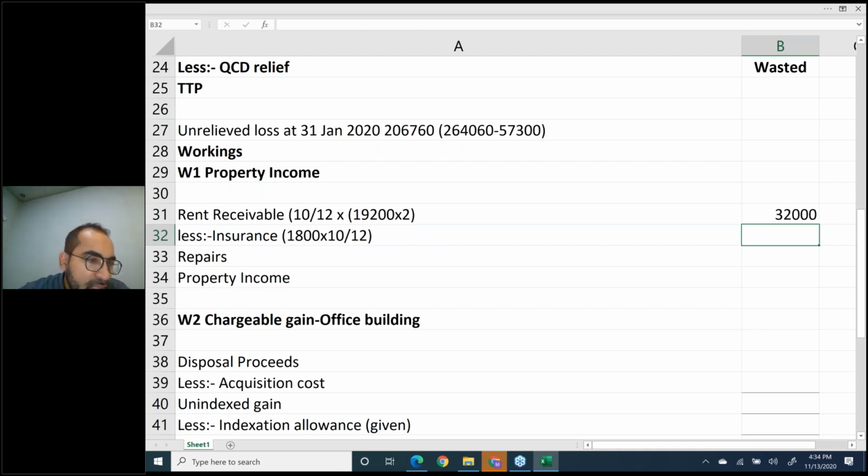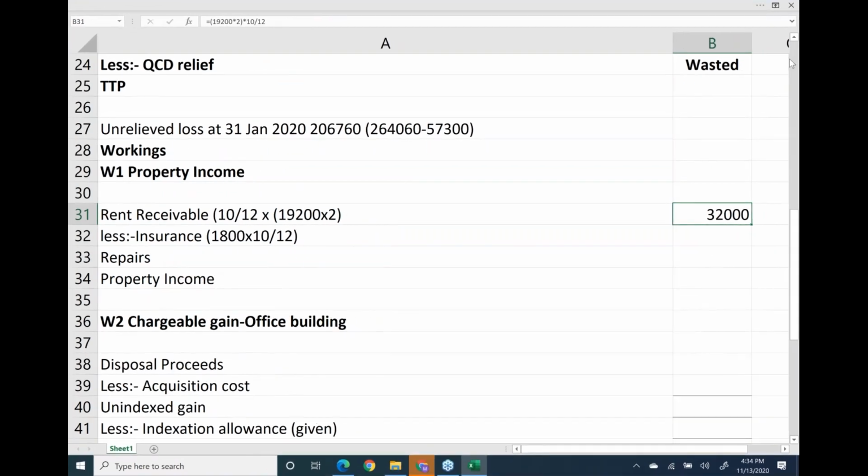See this, 19,200 times 2 into 10 upon 12. This is your 10 months rent. Okay, now next is your insurance. Insurance is definitely an expense. So 1,800 will be deducted. 1,800 times 10 by 12.